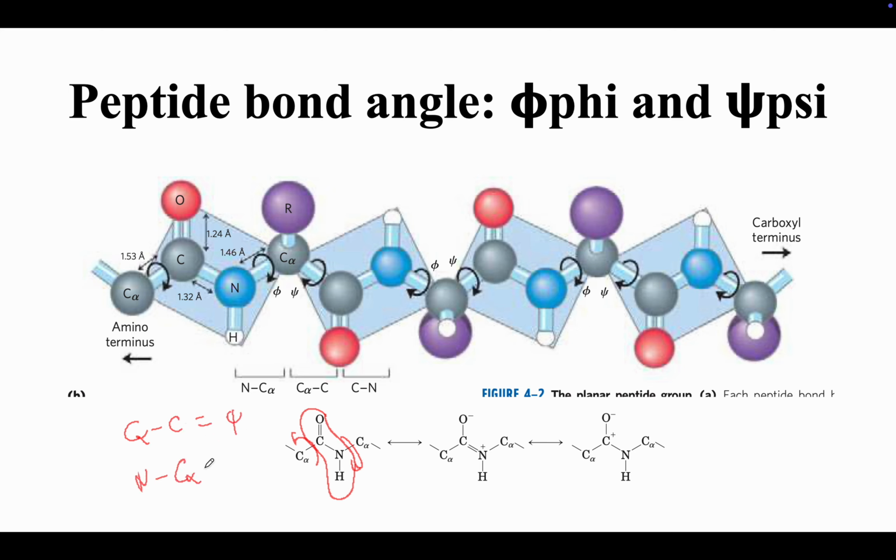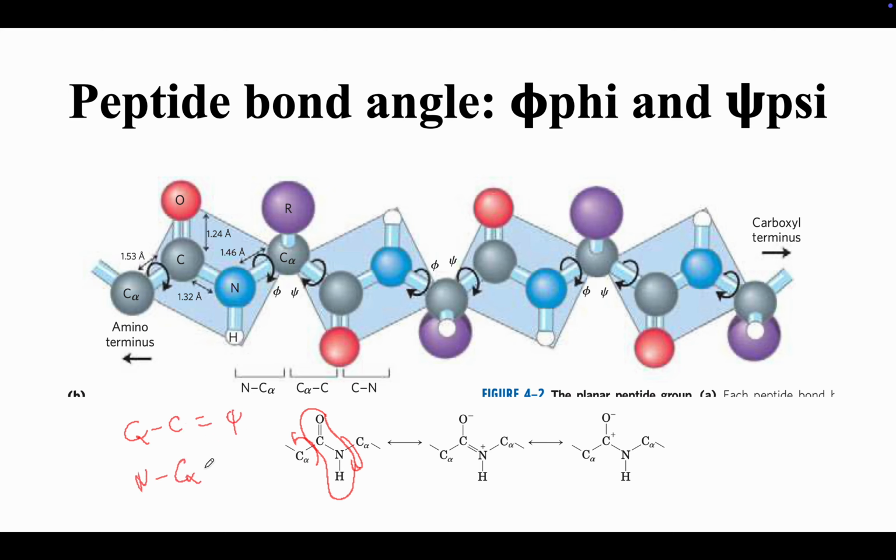We can analyze these different fragments using two methods: either Edman degradation or Sanger's method. Both these methods analyze proteins from the N-terminal end. All these proteins are sequenced from the N-terminal end.